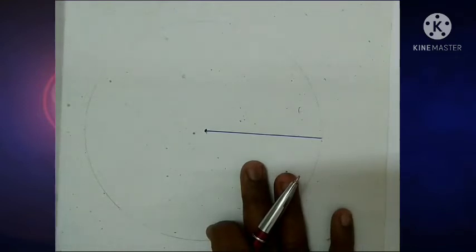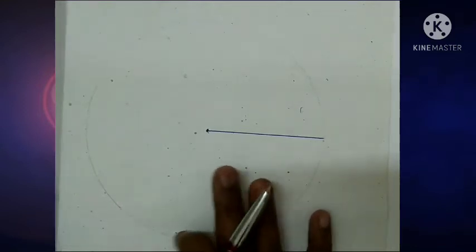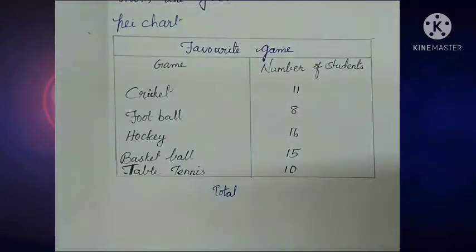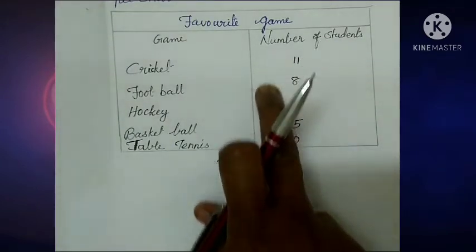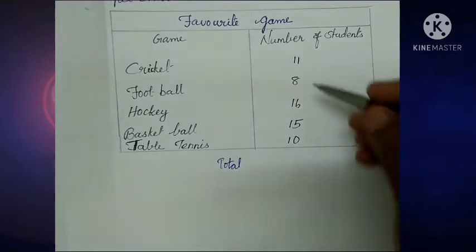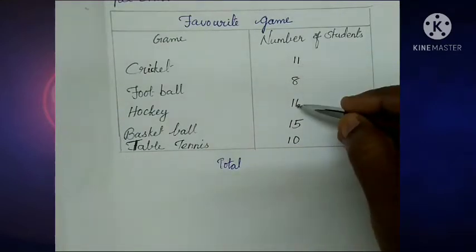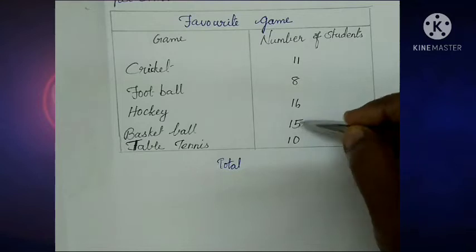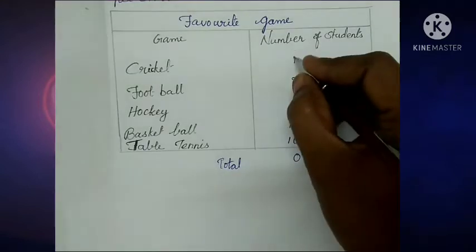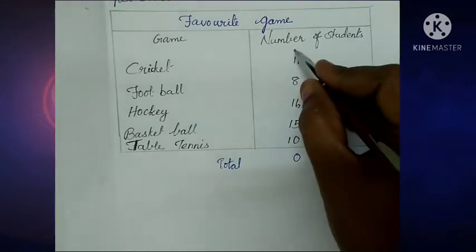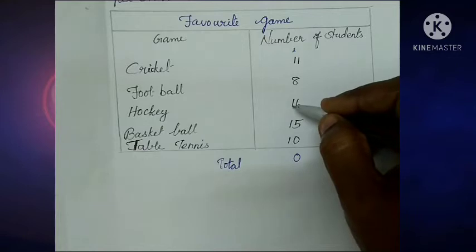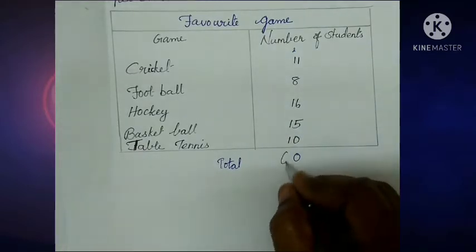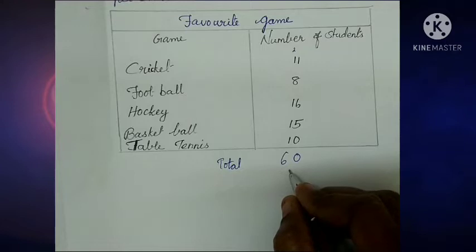Before representing the data in a circle, we want to find out some measurements. How can we find out the measurement? Let's see. First, we want to find out the total of the given information. So here what is the total? 8 plus 1, 9. 9 plus 6, 15. 15 plus 5, 20. 2 carry over and then 2 plus 1, 3. 2 plus 1, 3. 4, 5, 6. So 60 students are there.